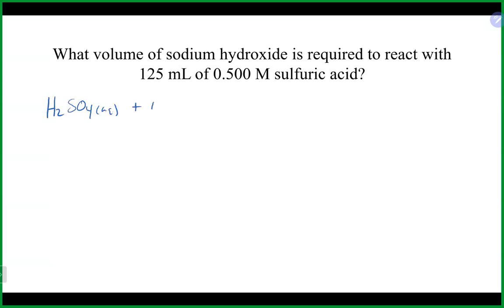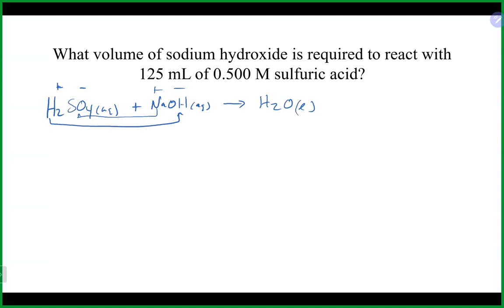Sodium hydroxide is NaOH. Once again, this is an acid-base reaction or a double displacement reaction, however you want to look at it. Basically, the H and the OH will come together again to make our water. Our sodium and our sulfate will come together. Once again, it's important to put this together correctly.